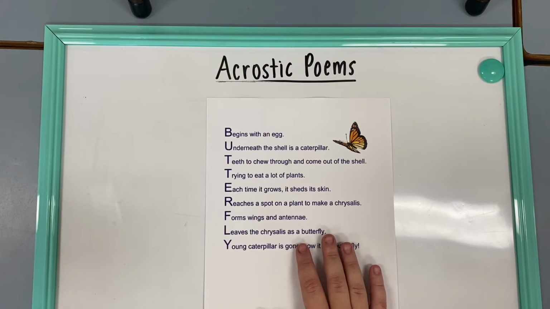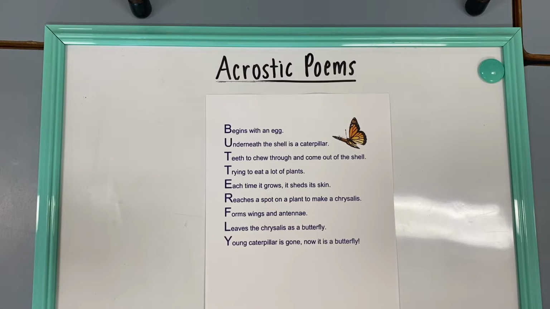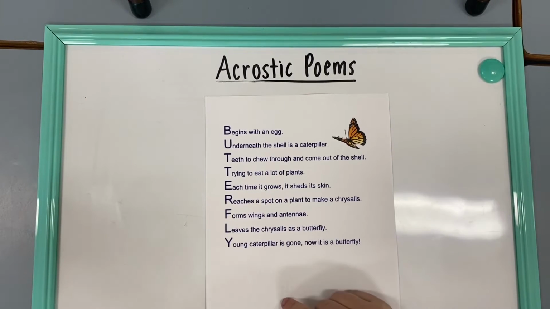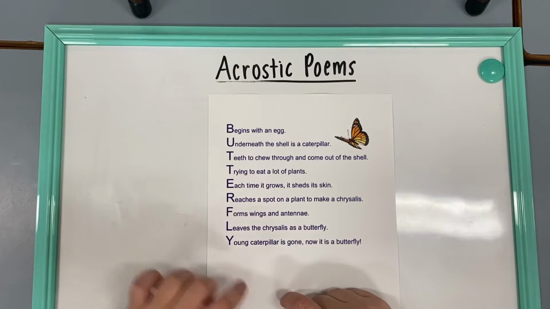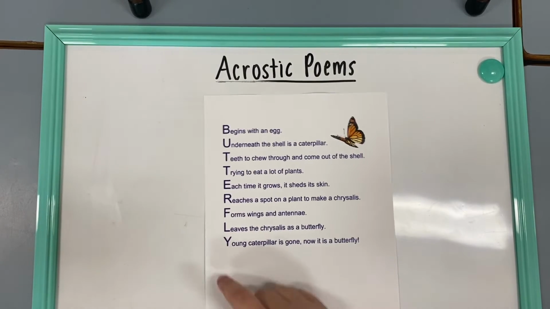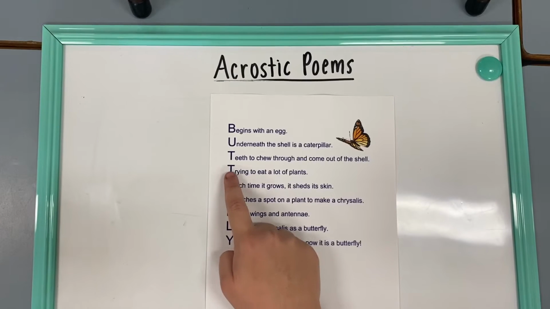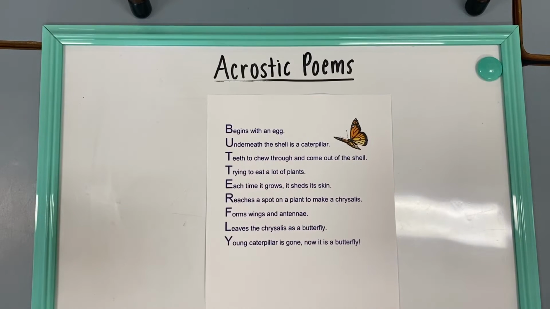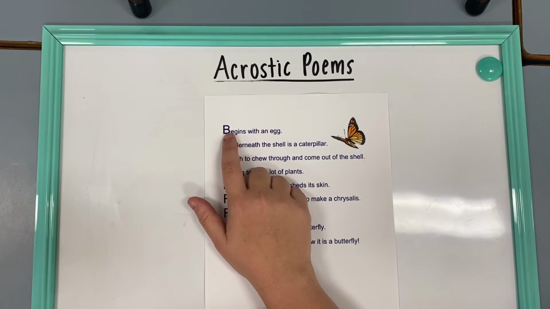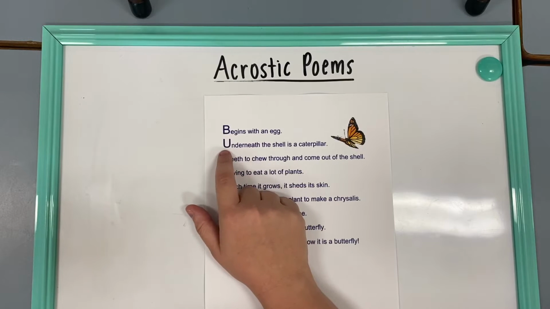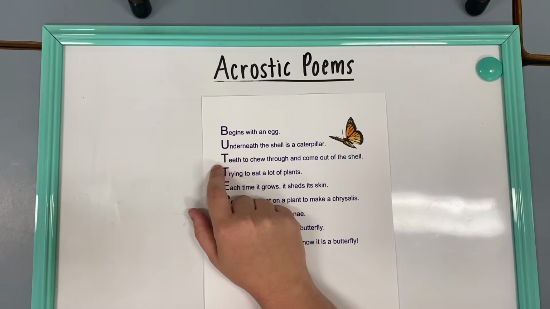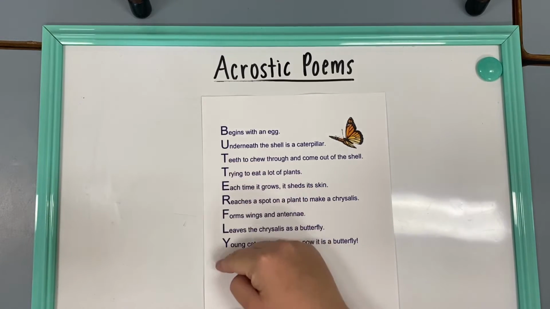The first one I have here is about a butterfly. So let's have a look at the key parts of this poem. You can see down the side here, the word butterfly has been written. That tells us what each phrase needs to start with, okay? So the first one has to start with a B, the second one has to start with a U, the third one has to start with a T, and we keep going down.